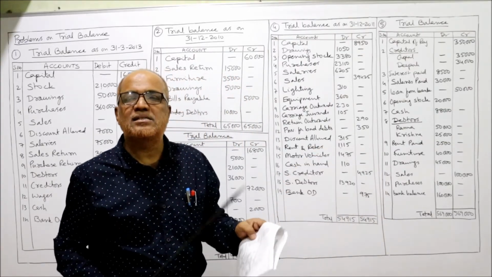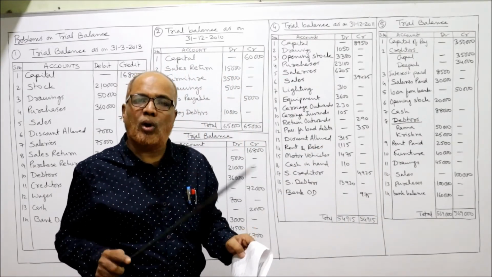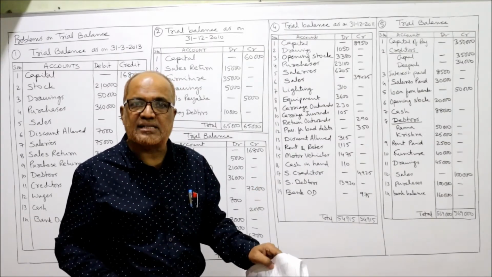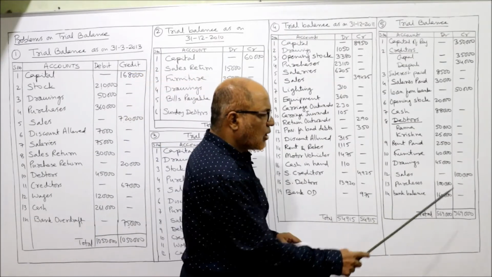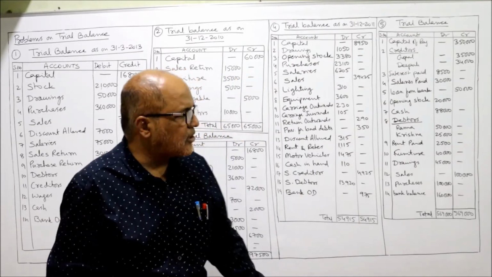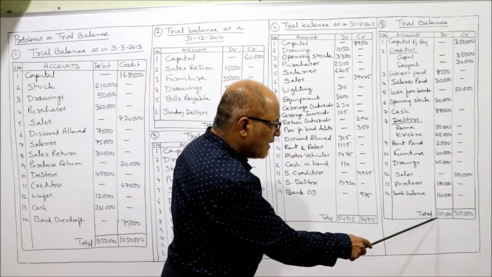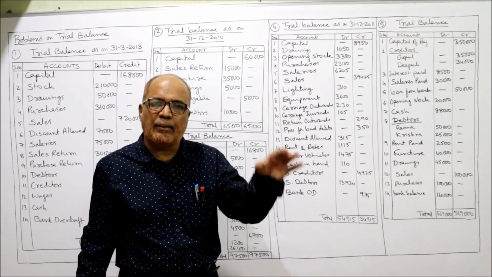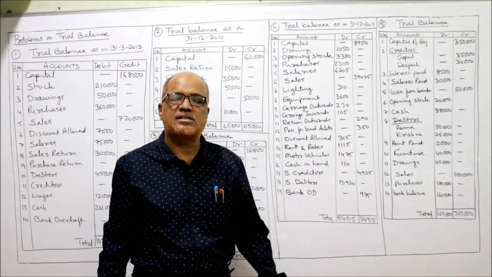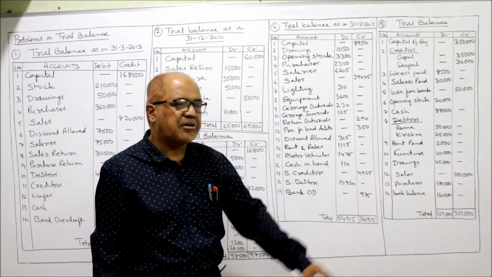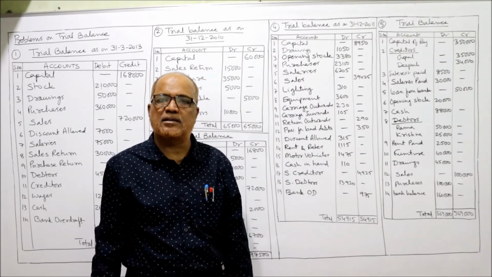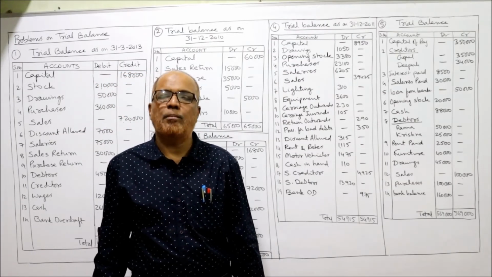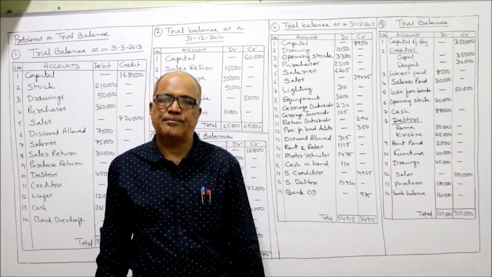Bank balance is an asset. If bank overdraft is given, it's a liability. Bank balance is given, so it is an asset. So debit side, debit column 1,60,000. We have taken the total of the debit column, 5,69,000, and the credit column has the same amount, 5,69,000. Trial balance tallied. So we have completed 5 problems on making the trial balance.